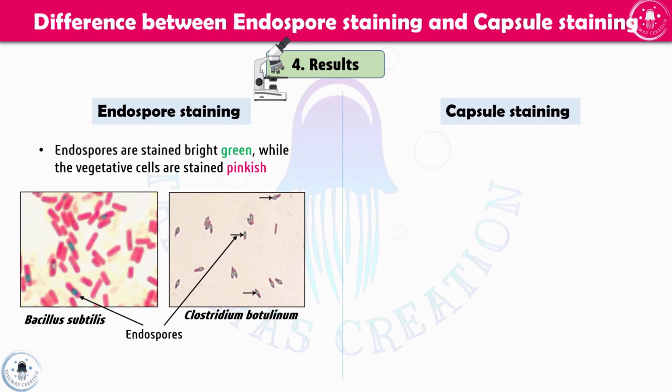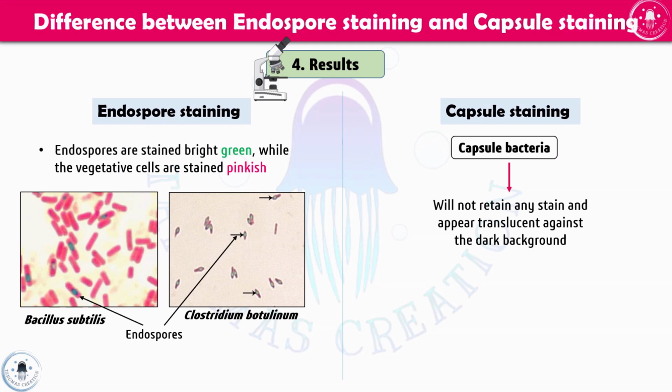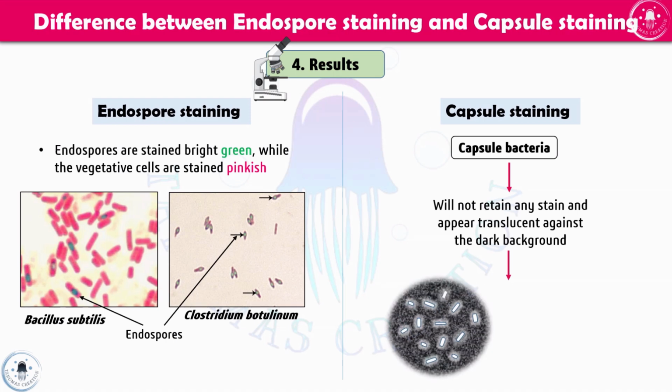Now coming to the capsule staining, the capsules will not retain any stain and they will appear translucent against a dark background, just like this. Here you can see the dark background, and these capsules have not taken any stain and are appearing as a translucent halo. You can see a halo or clear region surrounding the bacteria. So this shows the presence of the capsule.